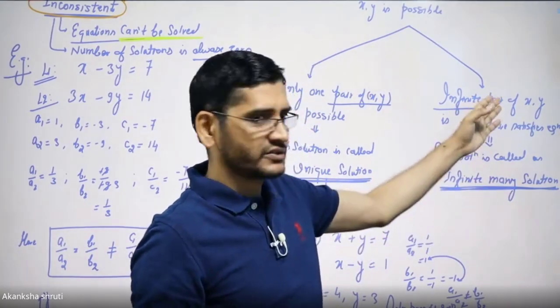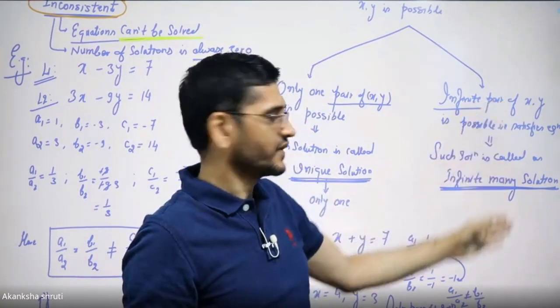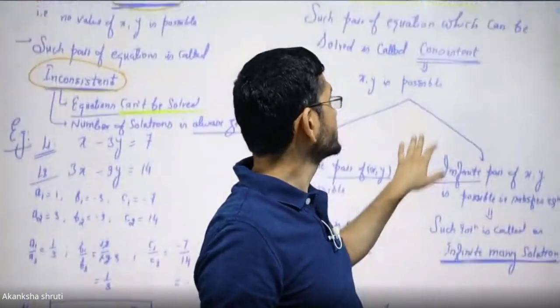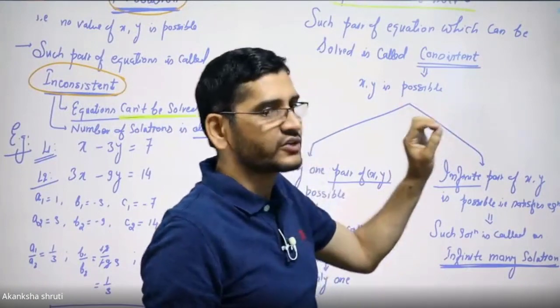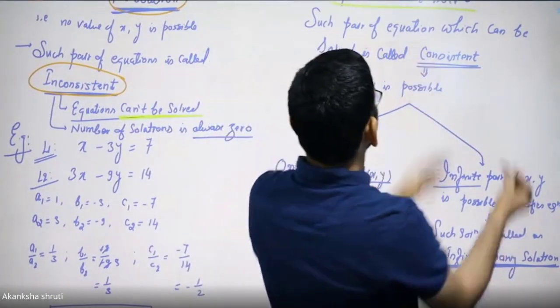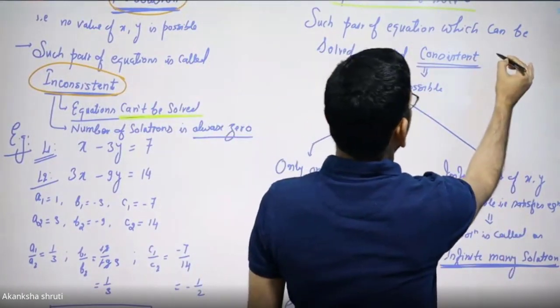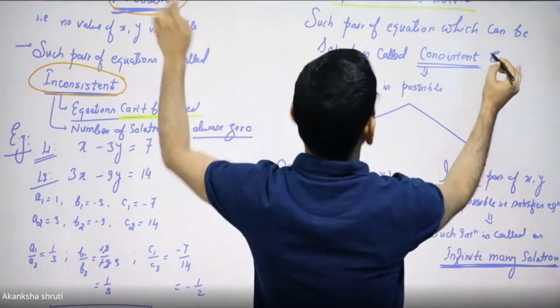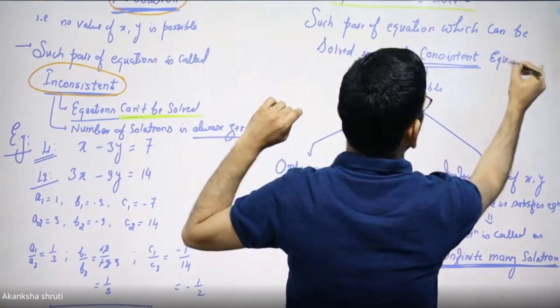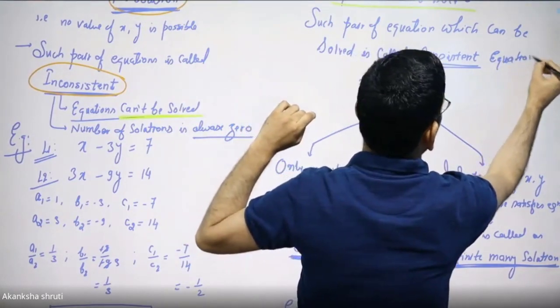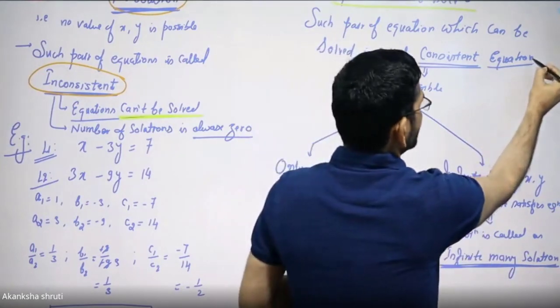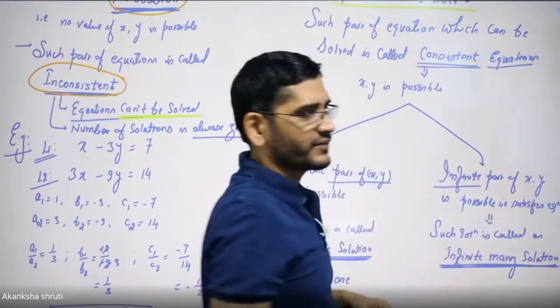the equations can be solved. Collectively, if the equations can be solved, it is called consistent equations. So such a pair of equations is called consistent equations or a consistent system of equations. Everything means the same thing. Okay, students? Whether written consistent equations or consistent system of equations, they mean the same thing.